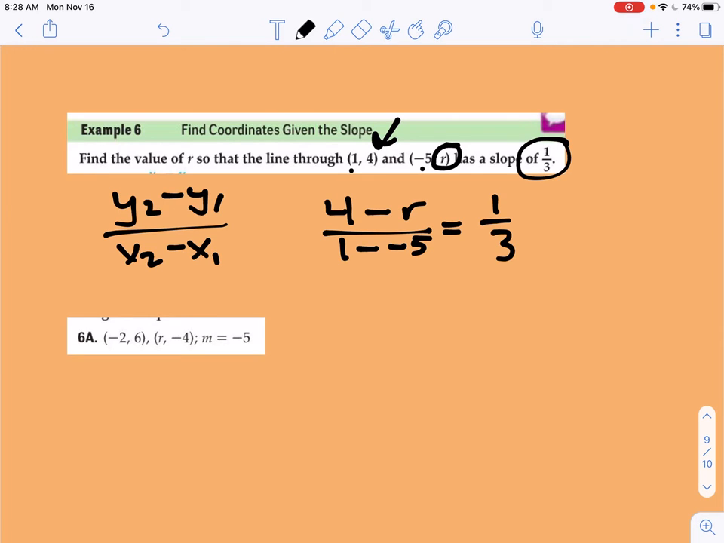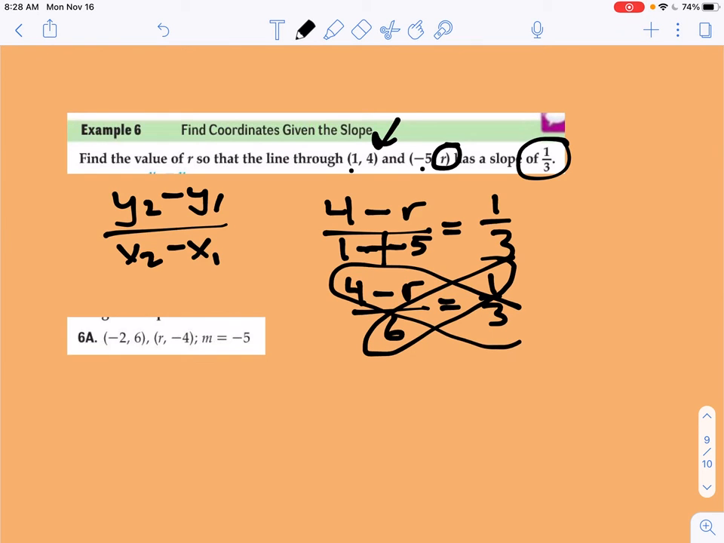And then all you got to do with this one is look at what we know. Well, I know a little bit about cross products. So what I'll do first is simplify this bottom part. I'll just make that 6 because it's 1 plus 5. That equals 1/3. And I know that I can use these cross products to solve and get this into a nice equation on one level, so I don't have numerators and denominators going on. So I'm going to take 4 minus r and multiply that by 3. I'll put that in front like that. And that's going to be equal to 6 times 1.